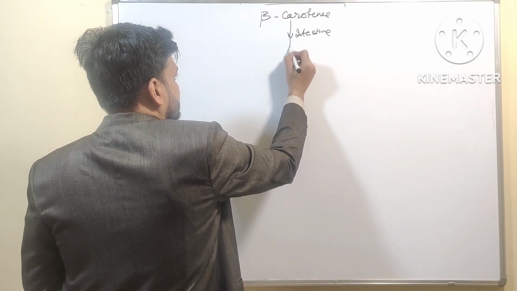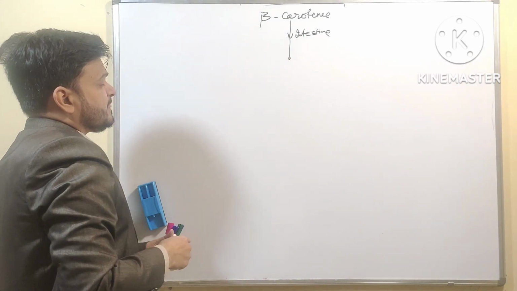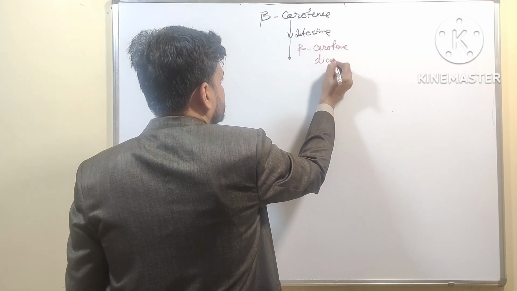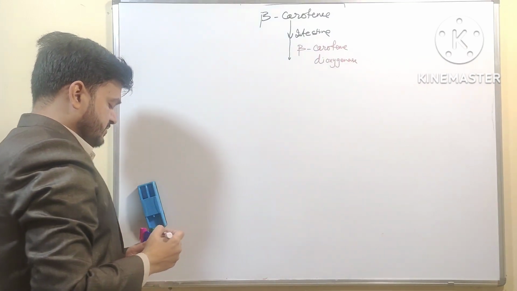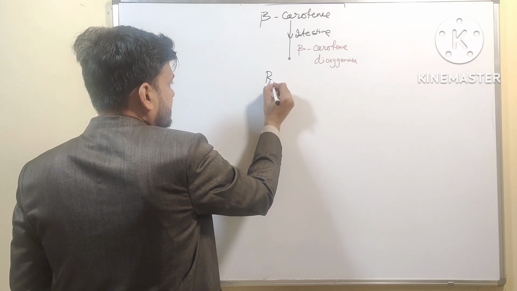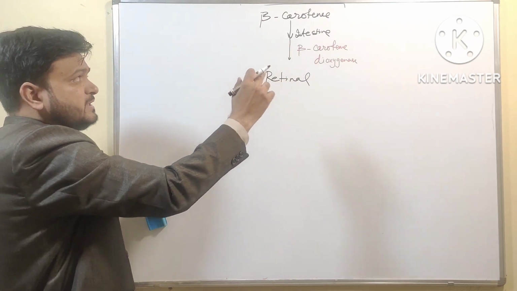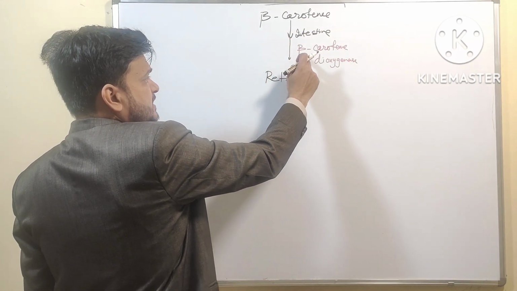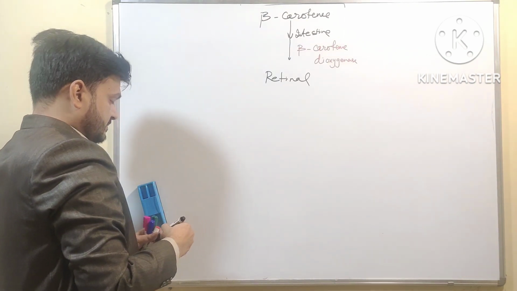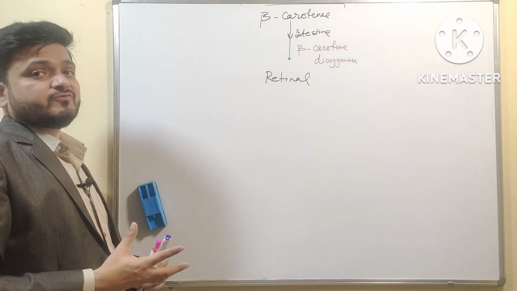In the presence of an enzyme known as beta carotene dioxygenase, that beta carotene is changed into retinal, which is an aldehyde form. And one more thing you have to remember is that one molecule of beta carotene in the presence of beta carotene dioxygenase forms two molecules of retinal.